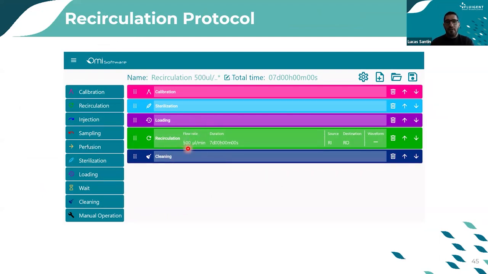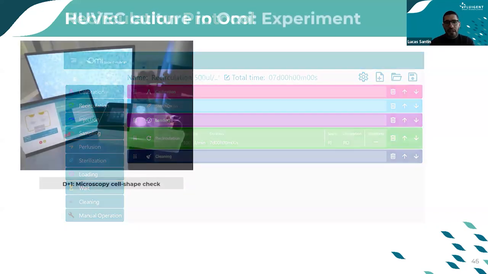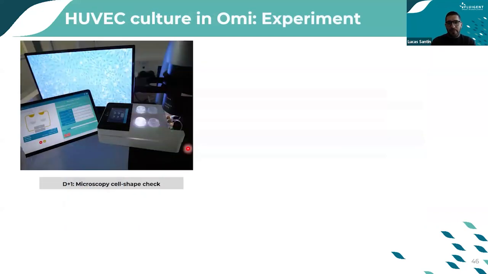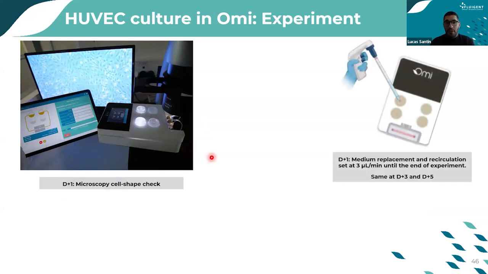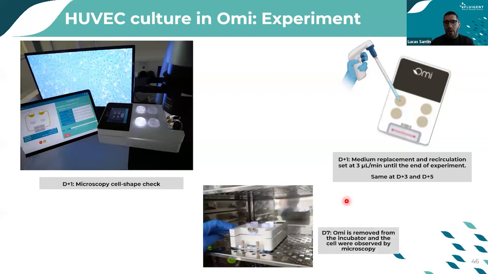Here you can see the flow rate of 500 microliter per minute. After 1 day of experiment, we check that the cells are still in shape, and we check if we start to observe some difference in terms of cell physiology, and then we will, as I mentioned, change the medium and restart the experiment, and we will do it at day 1, day 3, and day 5. And then on the last day, we remove OMI from the incubator and we observe the cell morphology under microscope.